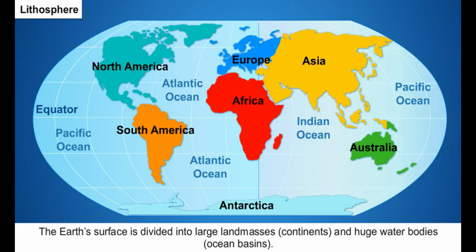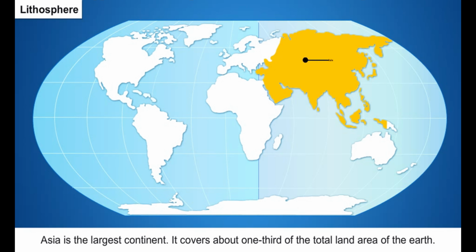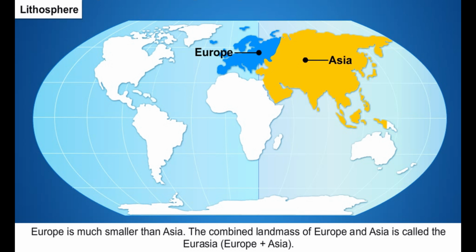The Earth's surface is divided into large land masses or continents and huge water bodies, ocean basins. There are 7 major continents. 1. Asia is the largest continent. It covers about 1/3 of the total land area of the Earth. 2. Europe is much smaller than Asia. The combined landmass of Europe and Asia is called the Eurasia or Europe plus Asia.